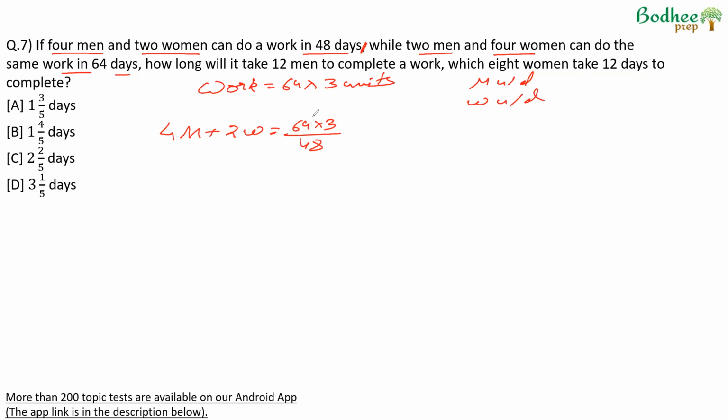So this will give us the efficiency of 4 men and 2 women to be 4 units per day. 16 4s are 64, 16 3s are 48, 3 cancel, and therefore 4m plus 2w is equal to 4. Similarly, 2 men and 4 women working finish the work in 64 days. So their efficiency will be 64 into 3 by 64, which is 3 units per day. So the second equation that we get is 2m plus 4w is equal to 3.